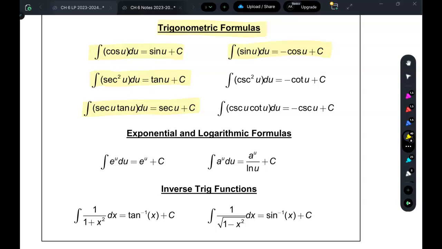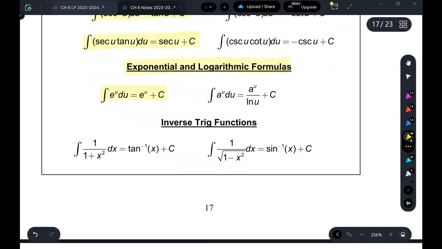All right, exponential and logarithmic. Hopefully that one makes sense. The antiderivative of e to the u is e to the u because the derivative of e to the u is e to the u. All right, and then working backwards, what if it's anything other than e, like 2?